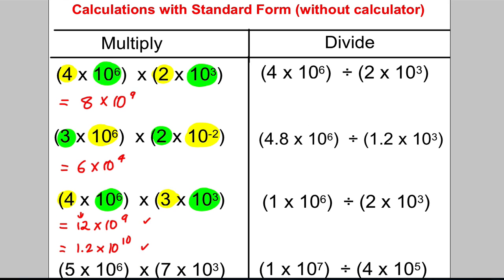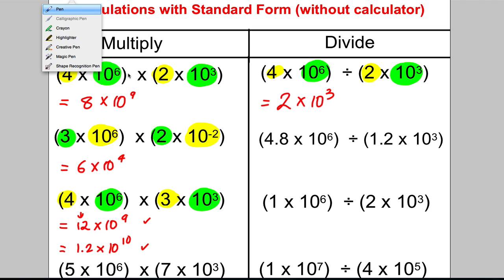Okay, division works a very similar way. You just have to divide the numbers and subtract the powers. So we're going to do 4 divided by 2 and 10 to the 6 divided by 10 to the 3. So 4 divided by 2 is equal to 2. 10 to the 6 divided by 10 to the 3 is 10 to the 6 take away 3, which is 10 to the 3.